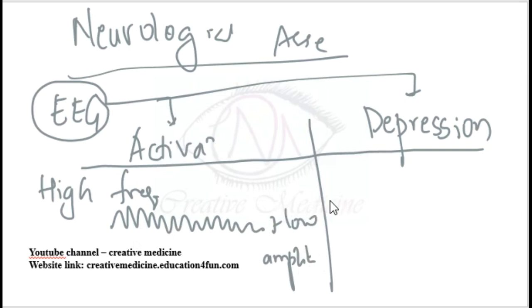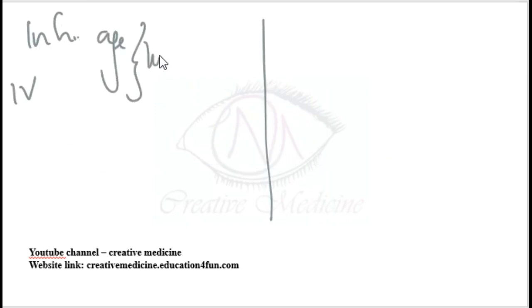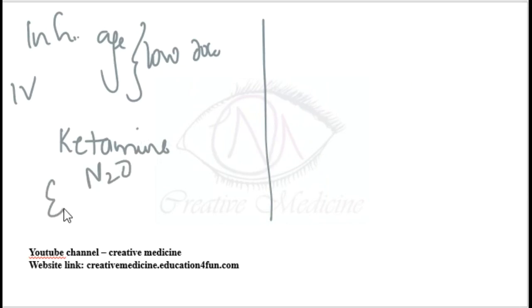Activation or increased EEG is seen when inhalational agents and intravenous agents are used in low doses. Increased or activation of EEG is seen in ketamine and nitrous oxide. It is also seen in early hypoxia, that is mild hypoxia, and hypercarbia.